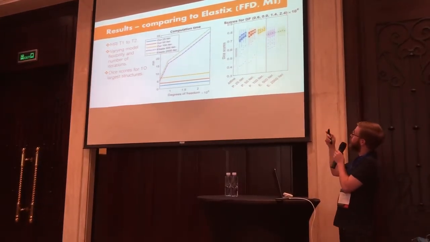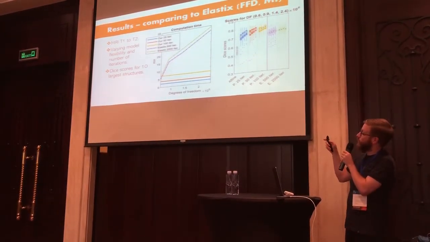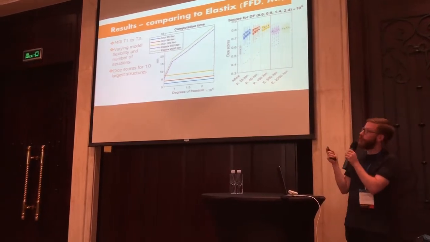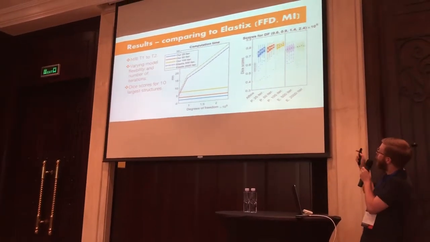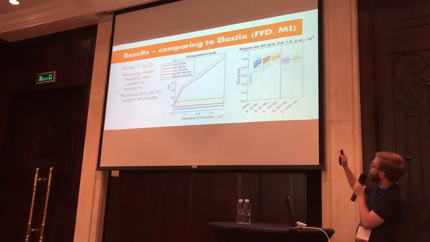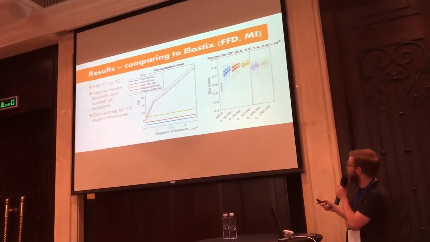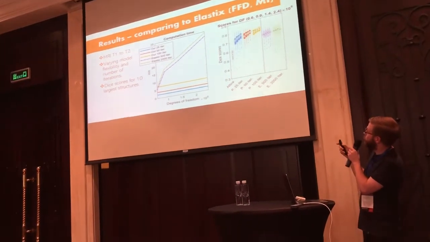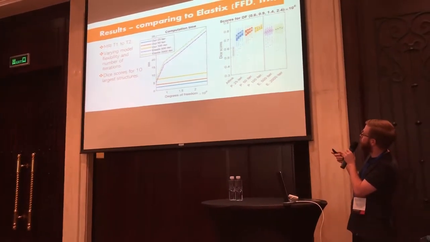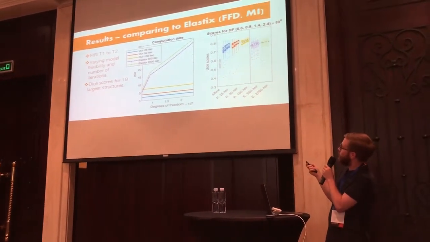Then we can see the dice scores, an average of the 10 largest structures in the brain. Our dice scores are first, and then we show Elastix. And the accuracy of our method is slightly better.